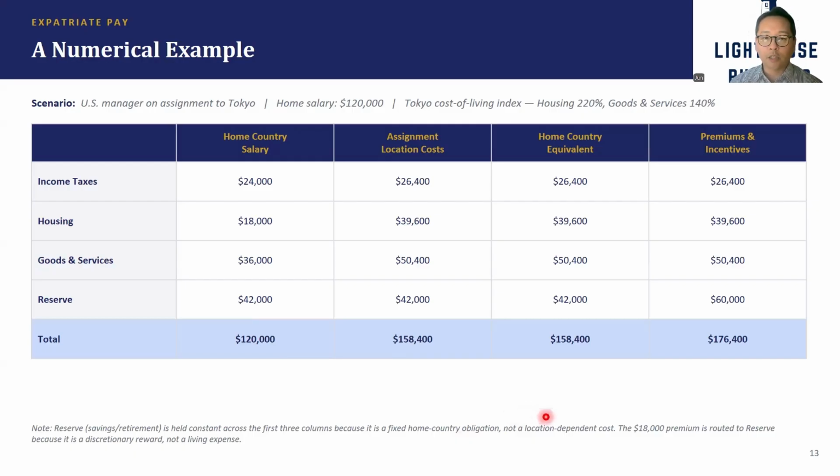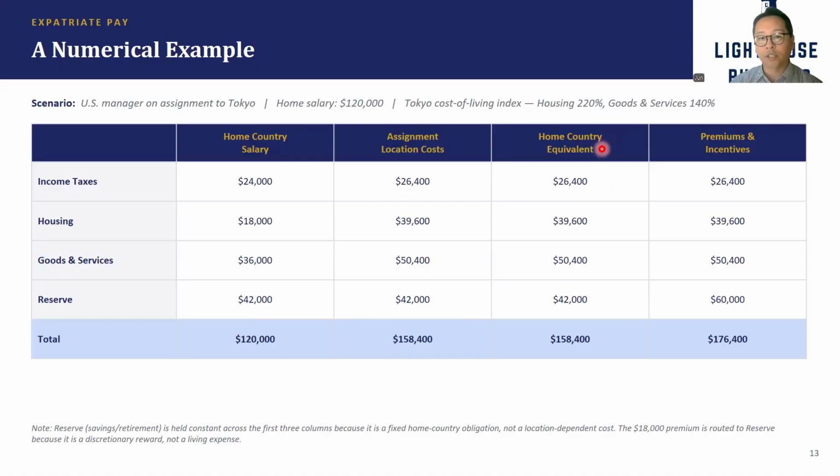Adding it all together, simply maintaining the same lifestyle in Tokyo costs $158,400, over $38,000 more than at home. The third column, home country equivalent, is where the company steps in. This is the amount the company commits to fund so the employee doesn't lose purchasing power just by accepting the assignment. In this example, it matches column 2 exactly. The company absorbs the entire cost gap.